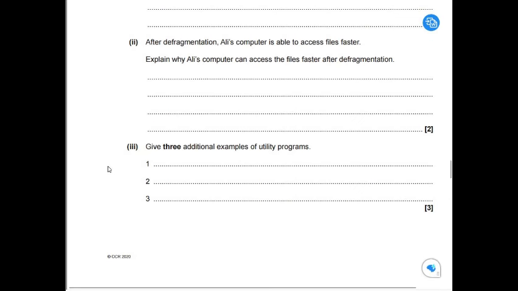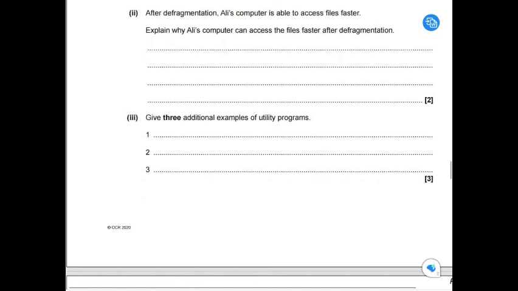Next one, nice and easy. Give 3 additional examples of utility programs: encryption, defragmentation, which they won't have. So I could say encryption, nice and easy, compression, and I'll say firewall. So easy ones, so think of the first ones that come to mind. I would say encryption, backup, firewall, done.